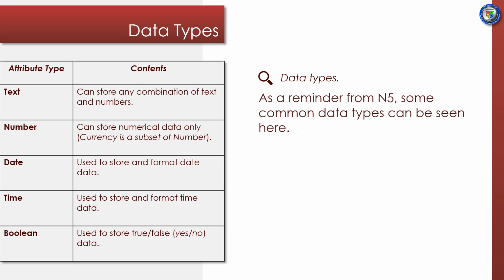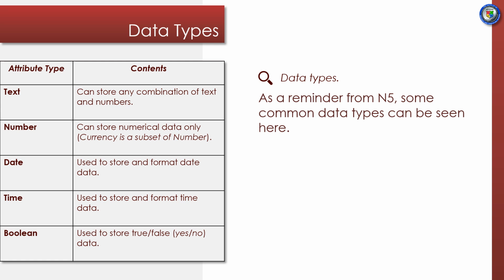We learned about the data types of attributes in National 5. Let's remind ourselves about some of these. We have text, which can store a combination of any text and numbers and alphanumeric data. We have numbers, which we can store numerical data. We can store different types of numbers and we can change the format of those numbers.